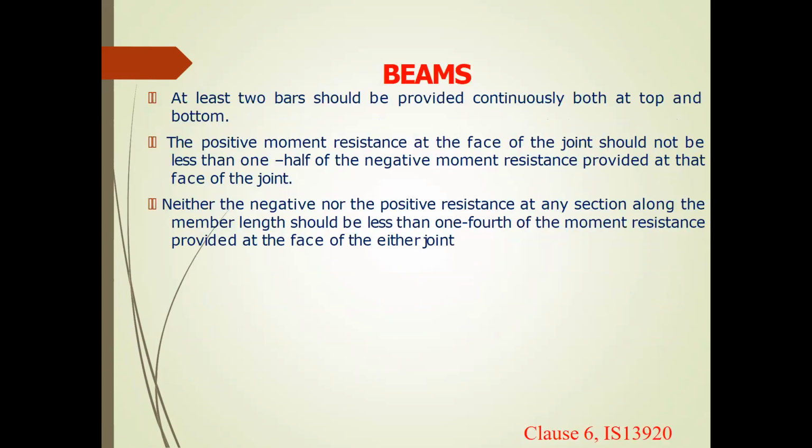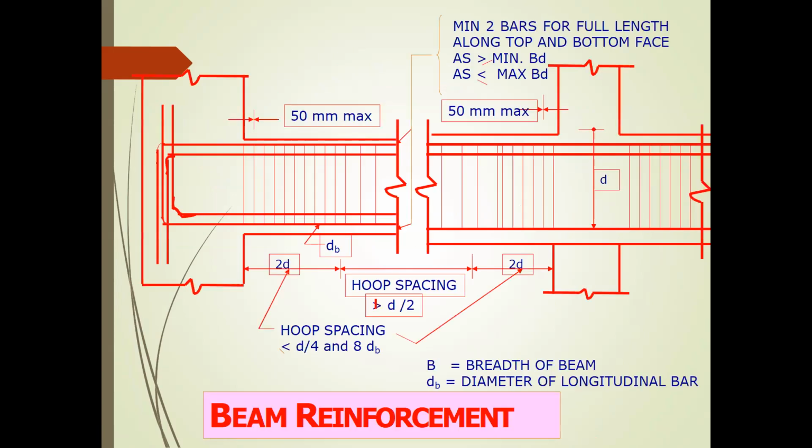Beams. At least two bars should be provided continuously both at the top and the bottom of the beam. The positive moment resistance at the face of the joint should not be less than 1.5 times the negative moment resistance provided at that face of the joint. Neither the negative nor positive resistance at any section along the member length should be less than 1/4 of the moment resistance provided at the face of any other joint. Refer to clause number 6, IS 13920. Here you can see the beam reinforcement.